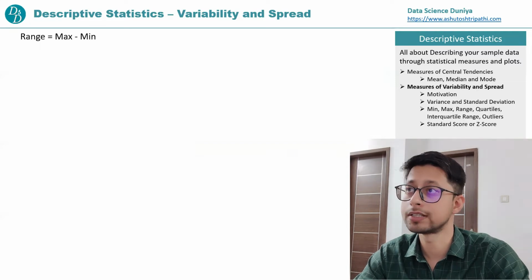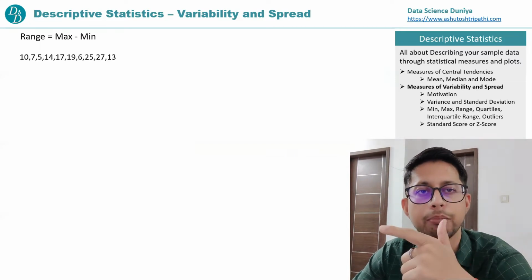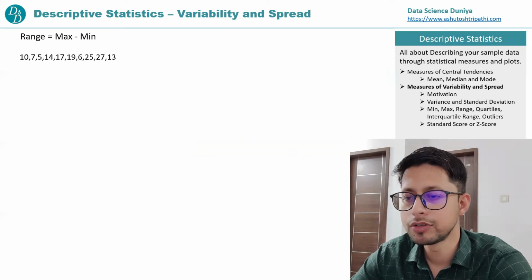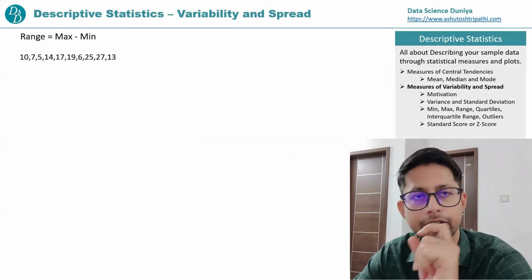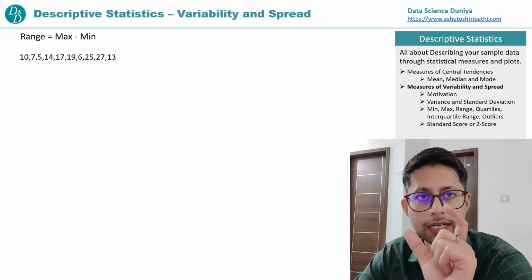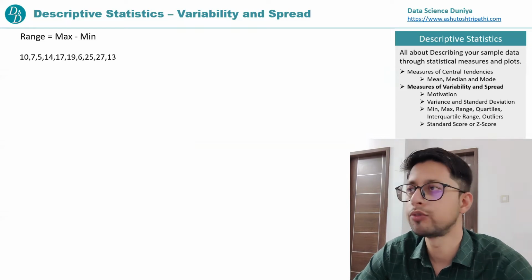Okay. So what is range basically? Range is a very simple but very impactful measure in statistics. What range tells you is that it is nothing but the difference between the maximum value and the minimum value. That difference is known as range. Okay. We'll also talk about what its significance is.